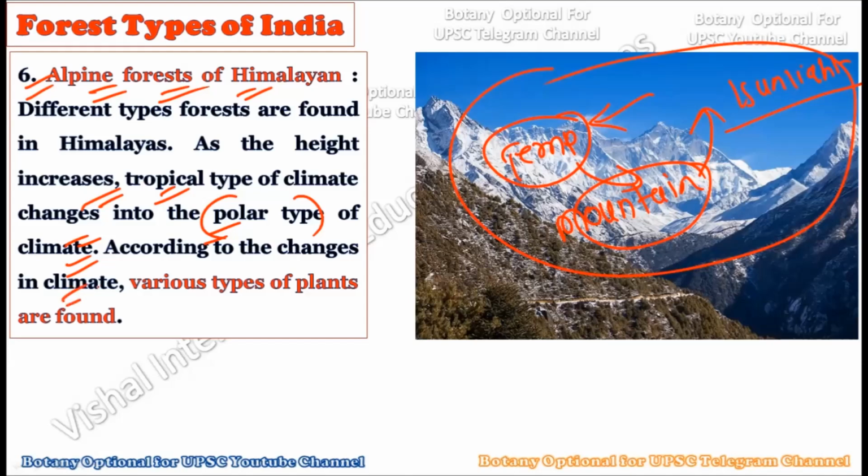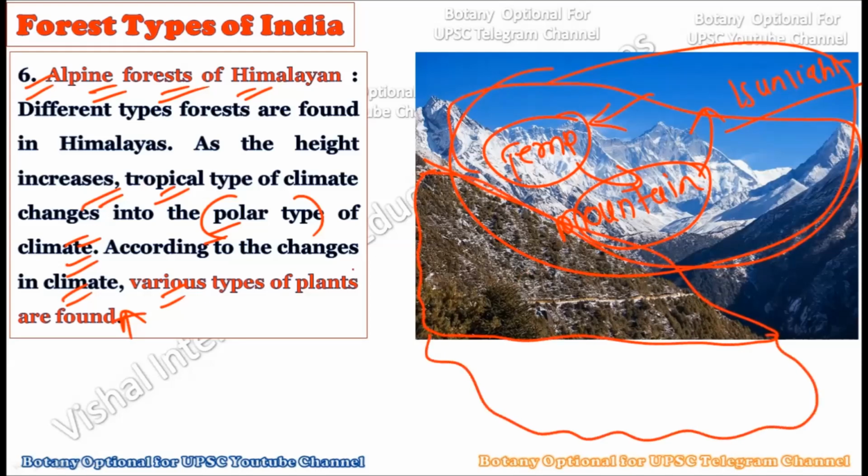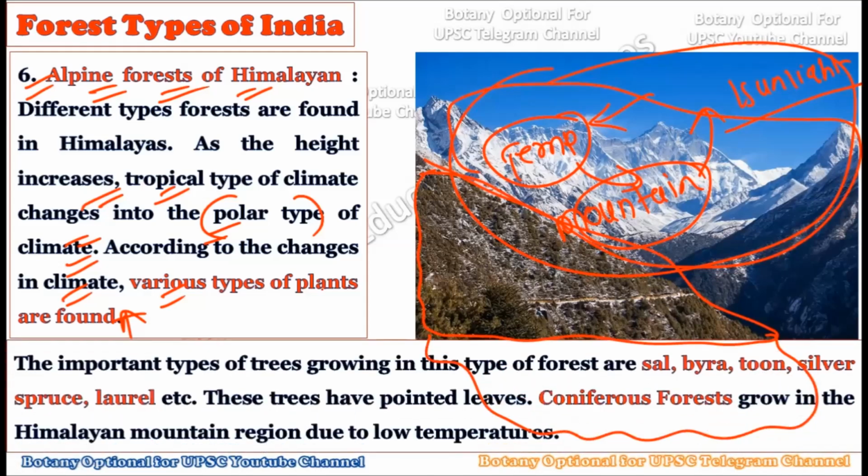So according to the changes in the climate, various types of plants are found. Whatever mountainous areas are there, these mountainous areas have different kinds of plants. Below the mountain, if you go just down the mountain, you will find a different kind of climate, and if you come to the plain, you will find different types of plants, okay? So it all depends on the height which type of plants we are going to see, because from height to height, the abiotic factors change, and that is why the vegetation also changes.